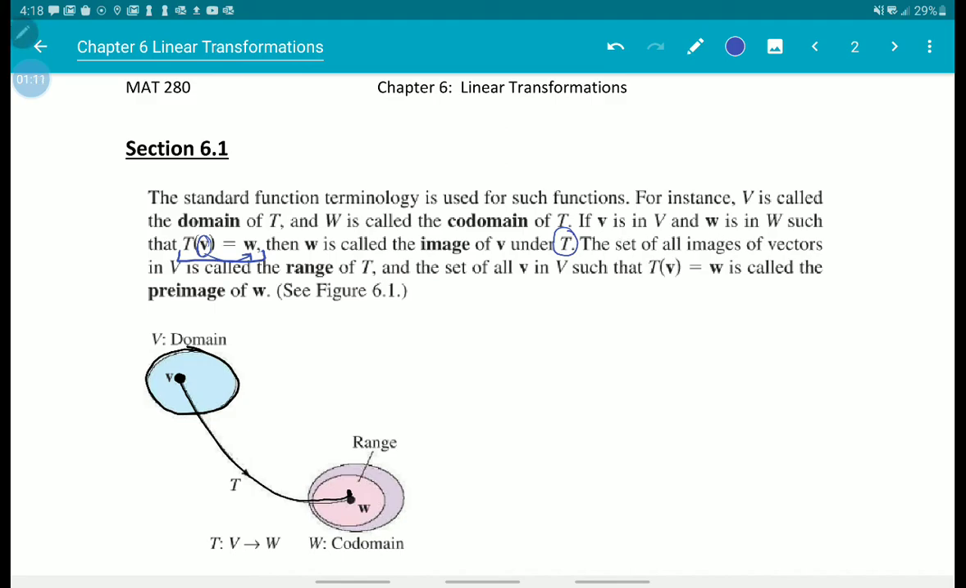The set of all images of vectors in V is called the range of T, and the set of little v in V, such that T of v is equal to w, is called the preimage of w. Now, what does all that mean?